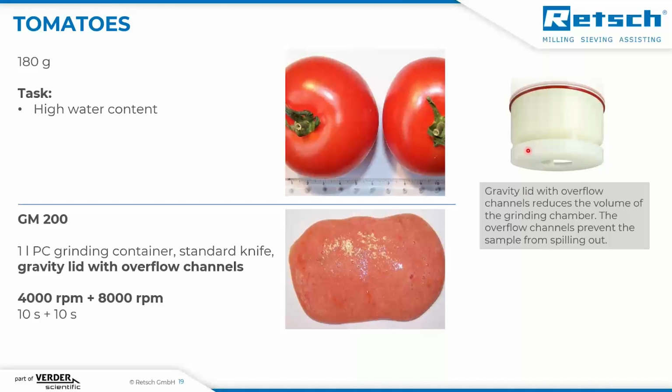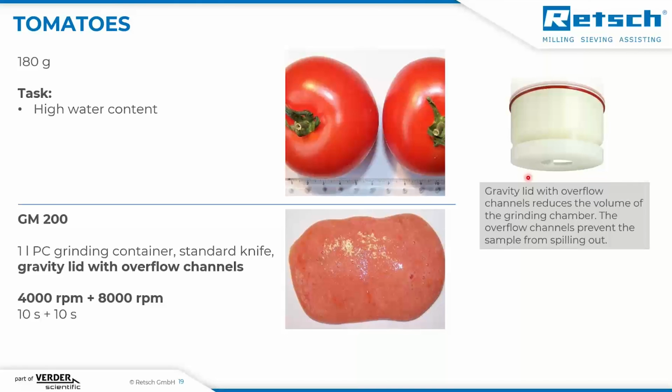What is done, you just put it into the grinding container, and at the beginning the tomatoes take a lot of volume. While you start to grind the tomatoes, the volume shrinks, and this lid just follows the volume and presses the sample against the rotating knife and makes the grinding more efficient.